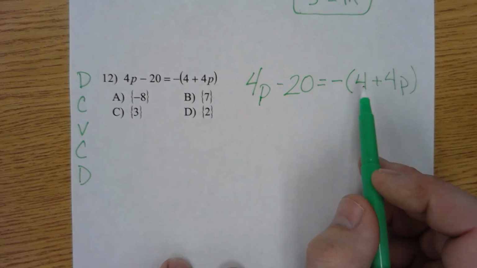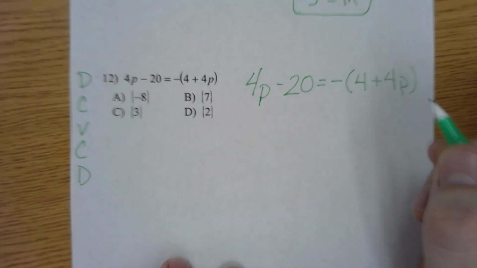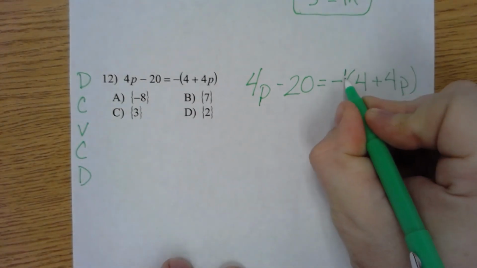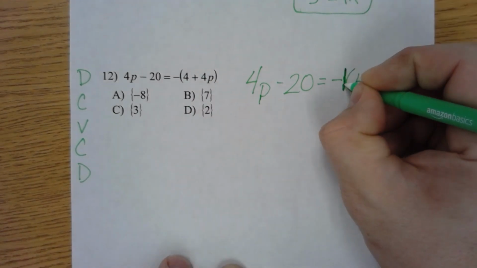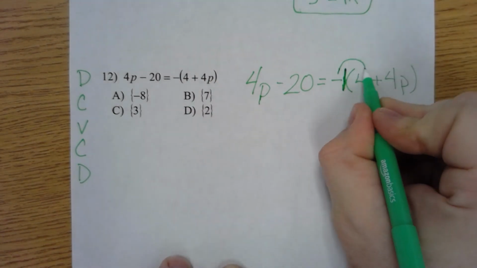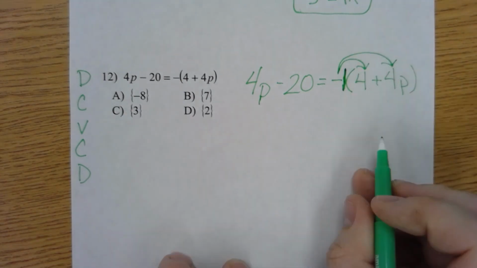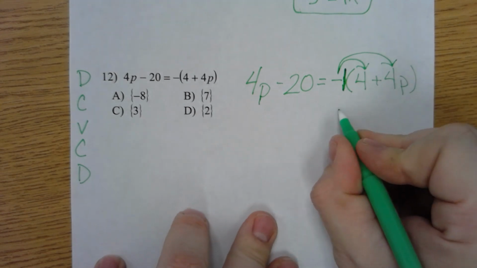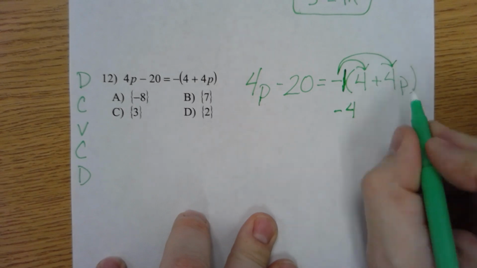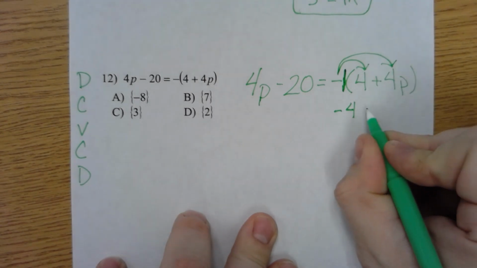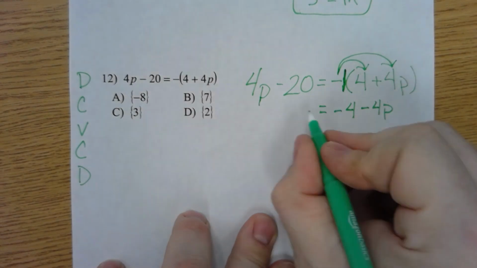But you're like, well, what am I multiplying? Again, guys, when we have this negative right here, there's a 1 there. It's just invisible. We know that that's a 1, so I'm going to make that into a 1. So I'm going to multiply -1 times 4, and then -1 times 4p. -1 times 4 is -4. -1 times positive 4p is -4p, so minus 4p. And then I bring everything else down.